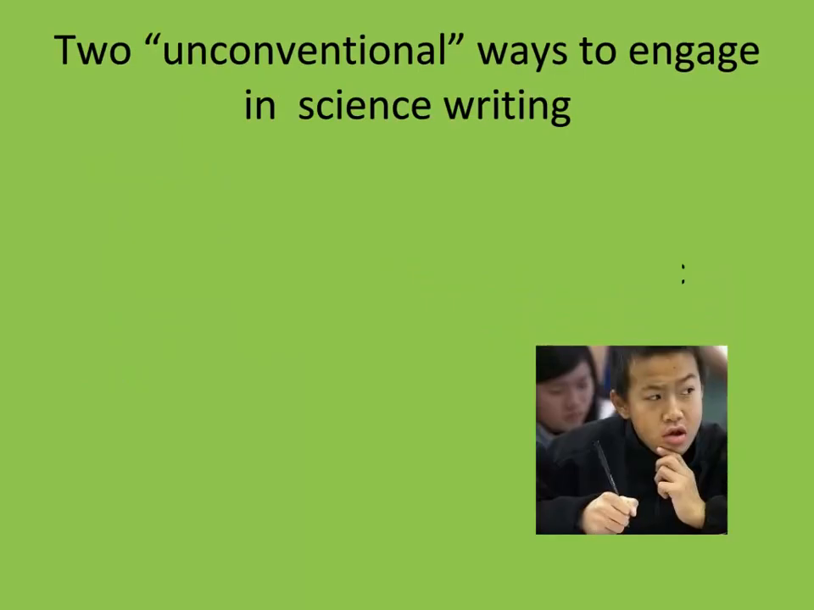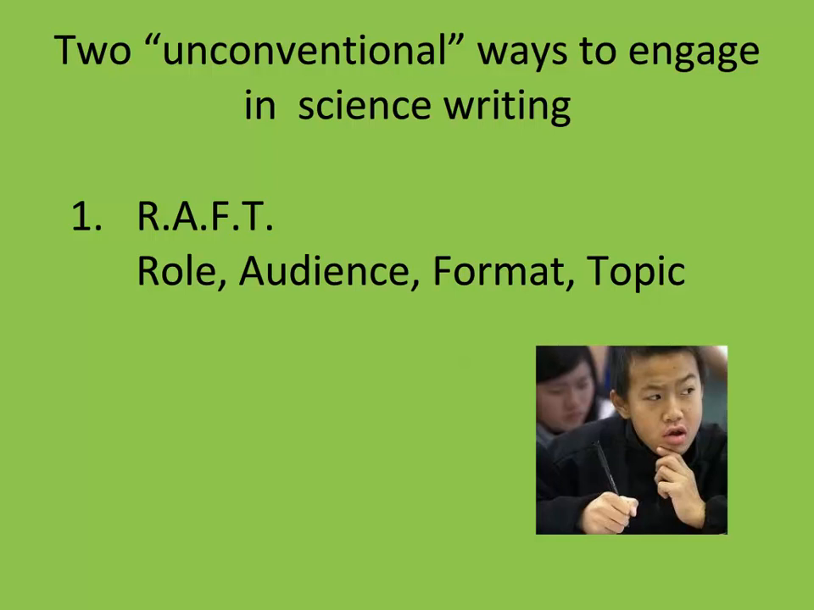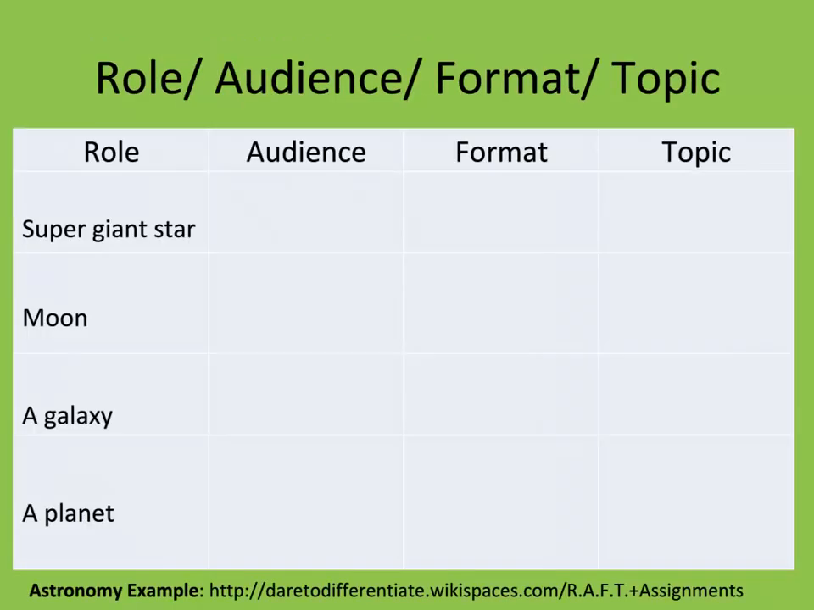We are going to look at 2 unconventional ways to engage students in science writing. The first, Raft: role, audience, format, topic. The second way, generative writing. Here is an example of a Raft activity. You start out by making a chart.